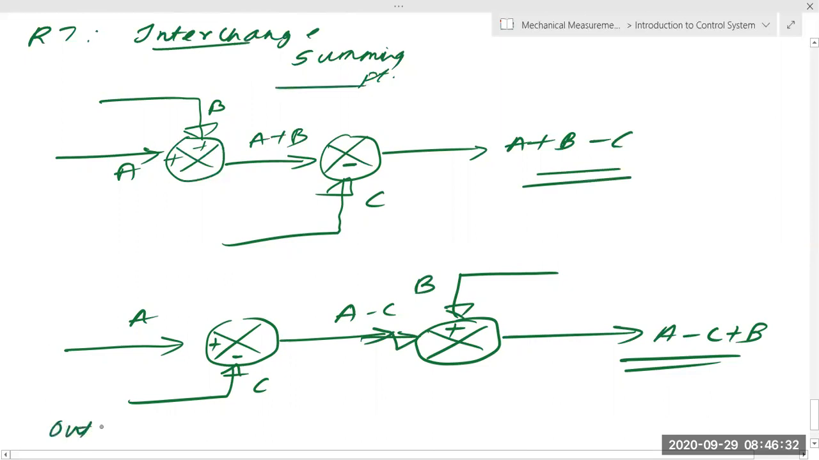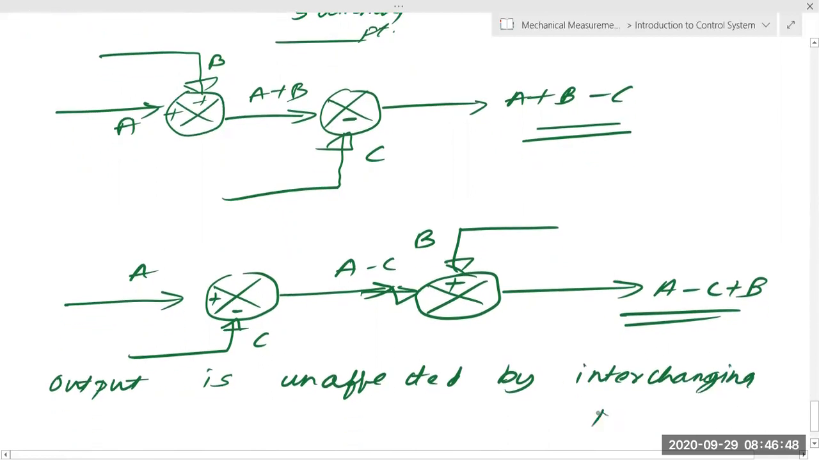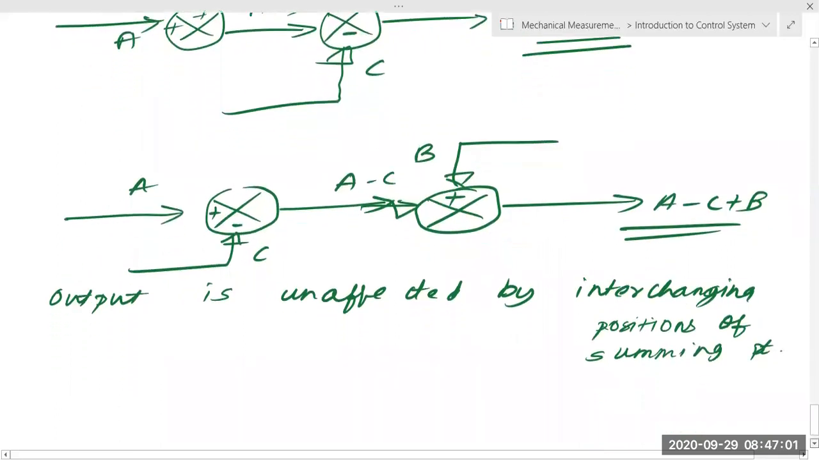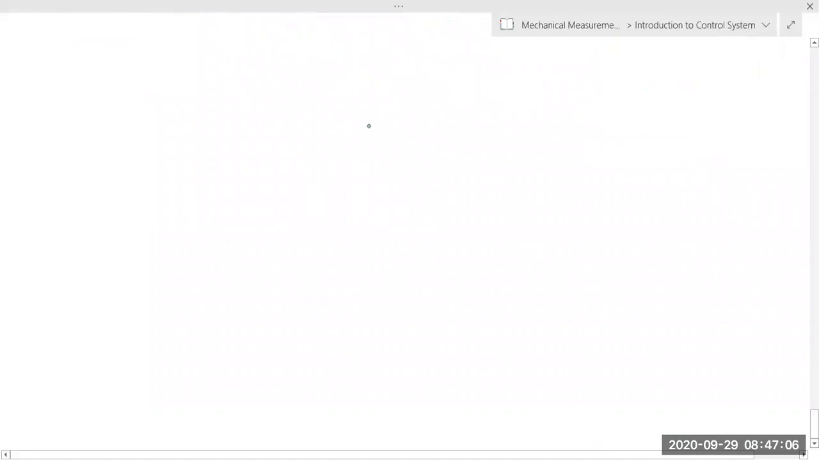I'll write it. Output is unaffected by interchanging positions of summing point. Okay. Rule number 7 we have done.